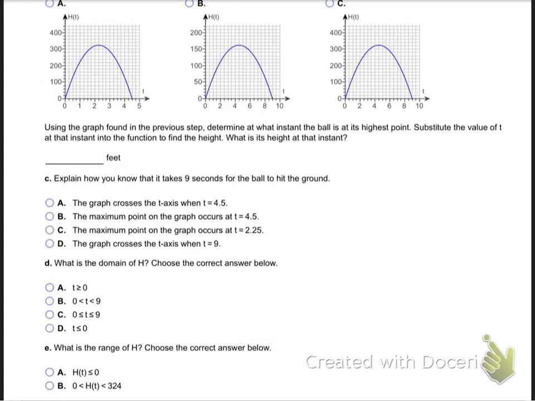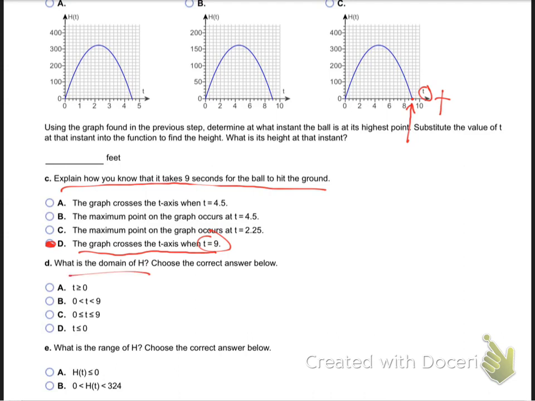Okay, next part. Explain how you know it takes 9 seconds for the ball to hit the ground. Well, right there, it hits the ground. That's right in the middle of 8 and 10, so that must be 9 seconds. The graph crosses the t axis when t is 9. This is the t axis. See the little t there?